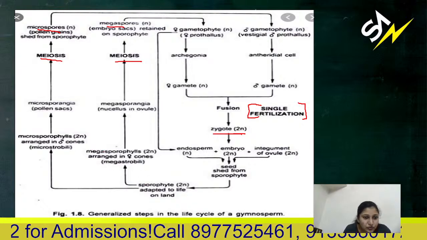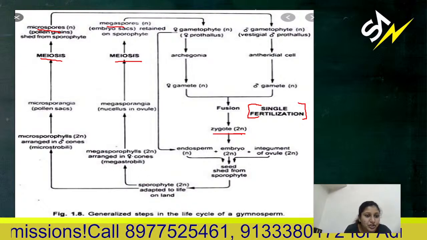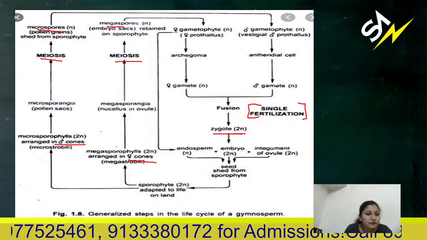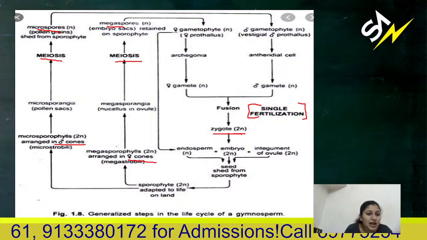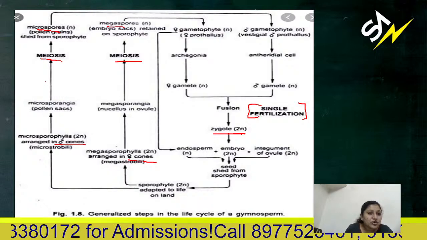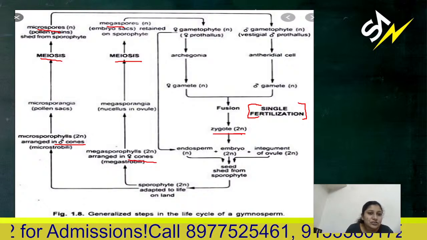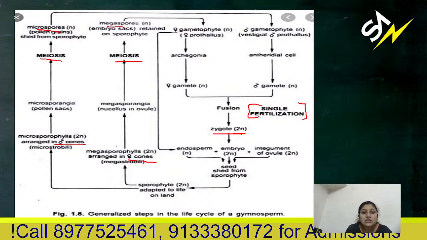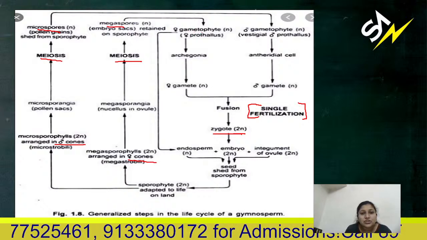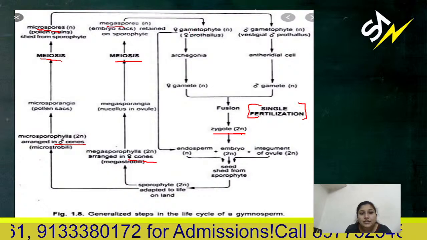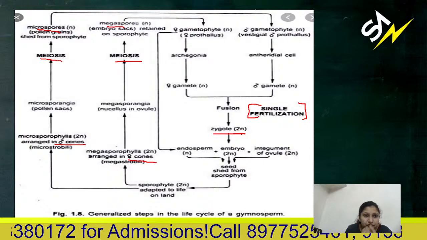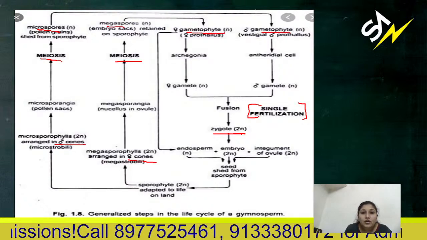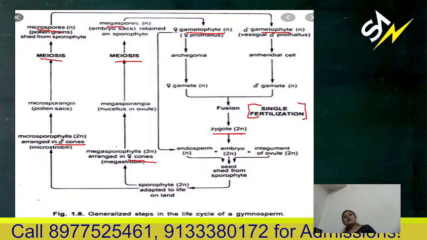The zygote will first undergo megasporophyll formation. So female cones will be formed and male cones will be formed. Inside them, microsporangia and megasporangia will be there. The mother cells present in these two undergo meiosis to form spores. These spores germinate to form the gametophytic stage, the female gametophytic stage and the male gametophytic stage.